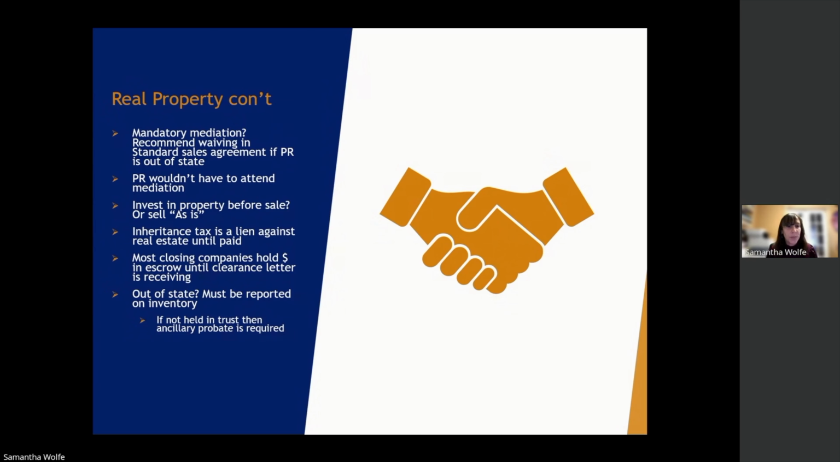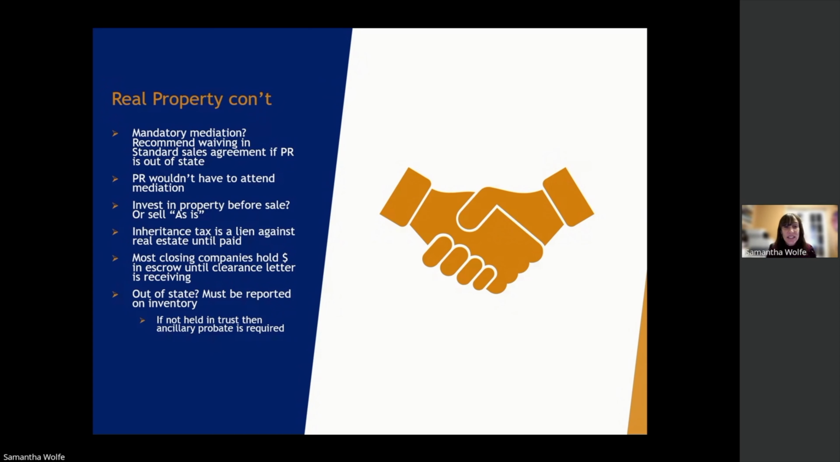Most closing companies do hold money in escrow until we get the all clear from Pennsylvania with the appraisement saying that there's no inheritance tax that's due. They do have us hold it in escrow. Even if we can show that we've paid the inheritance tax on the value of the real estate, they still want it to be held in escrow.